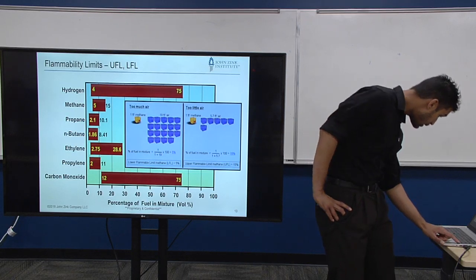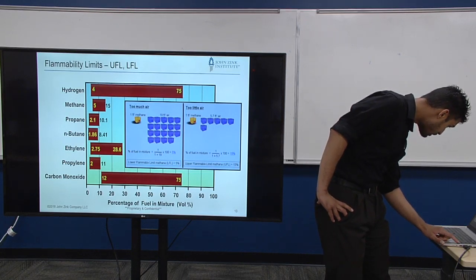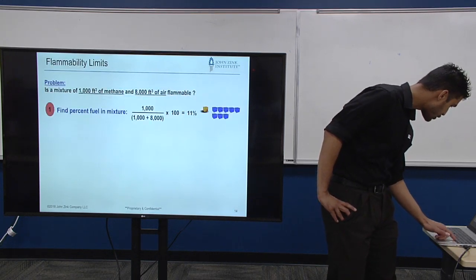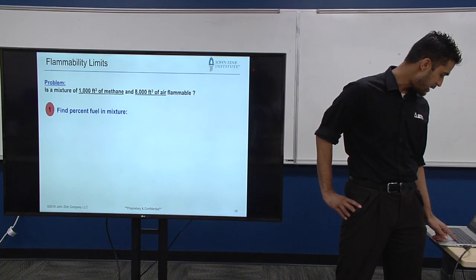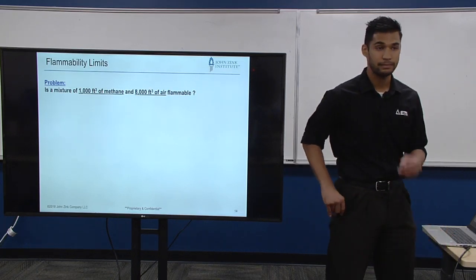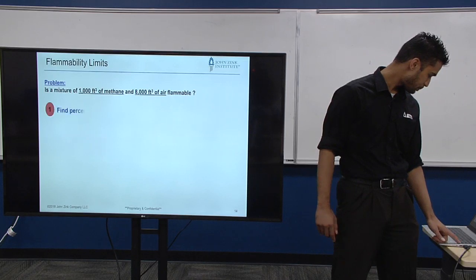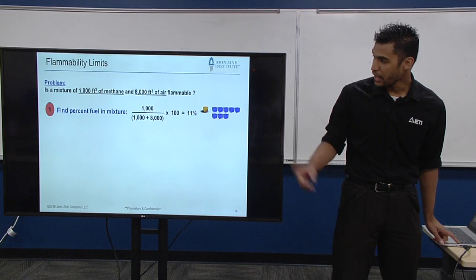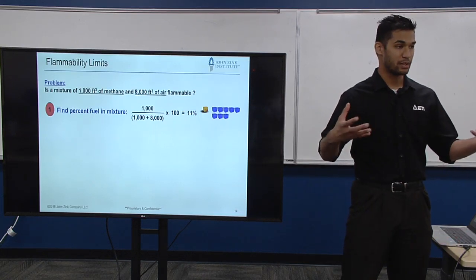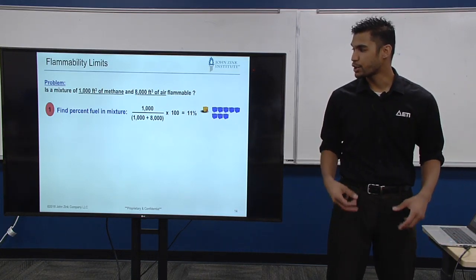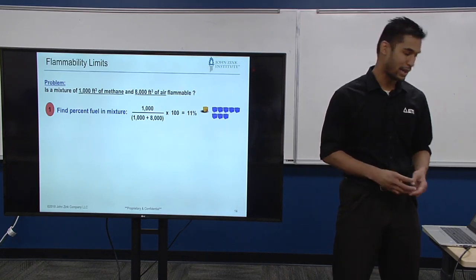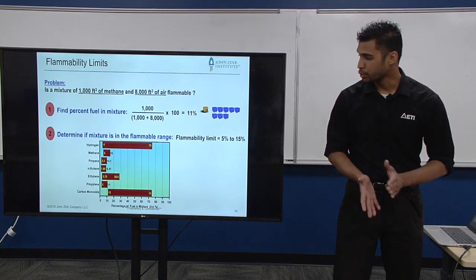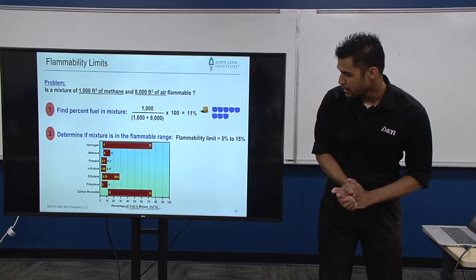So there's a little scenario here at the bottom: is a mixture of 1,000 cubic feet of methane and 8,000 cubic feet of air flammable? Let's check it out. Find the percent fuel in the mixture. You have 8,000 and 1,000. That's 9,000 standard cubic feet of stuff. And so your concentration of fuel is 11%. And you can take a look at your handy-dandy little chart and ask, is it flammable?